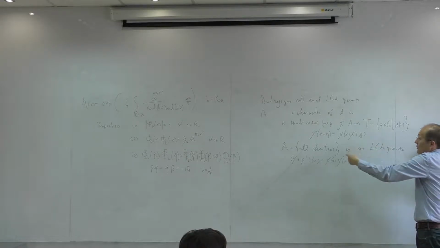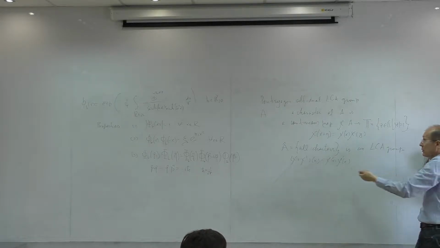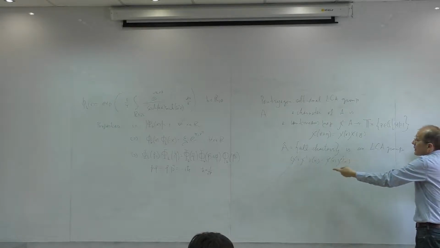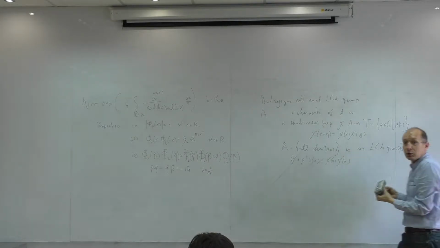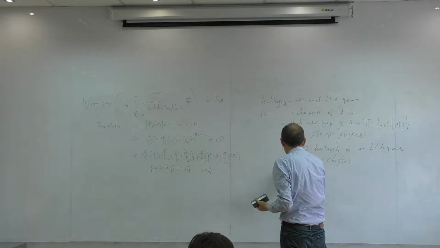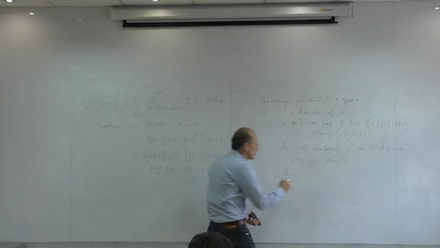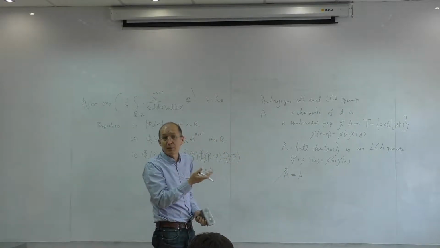Then again, because of the local compactness, we have a Haar measure on the set of characters. So you can define its own dual. So you can consider double characters. And then this double dual group is naturally isomorphic to the initial group. And this is the Pontryagin duality.